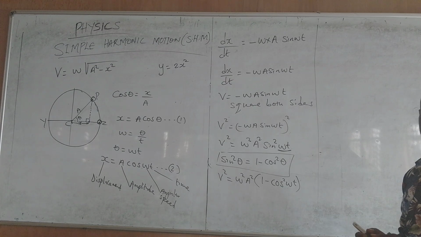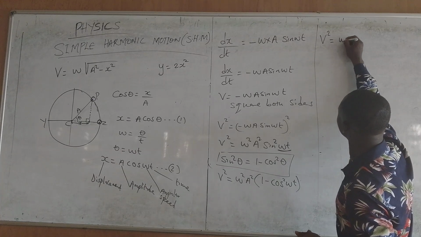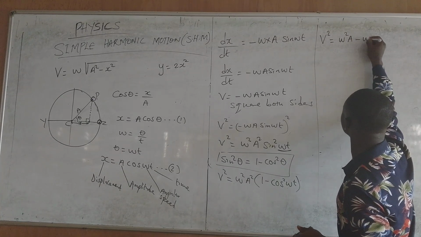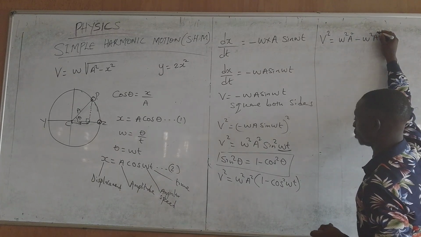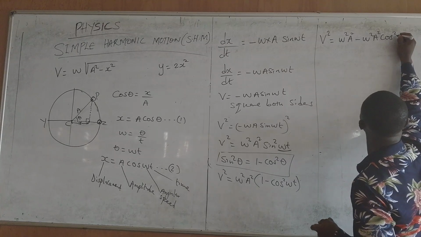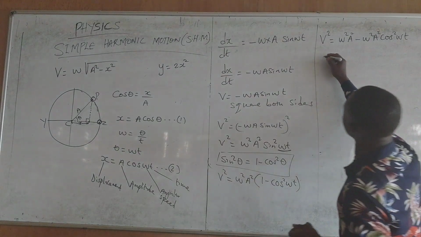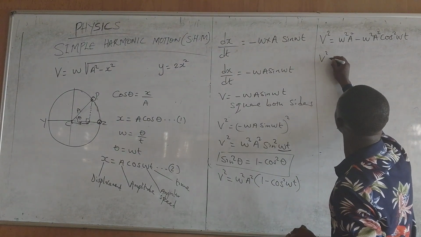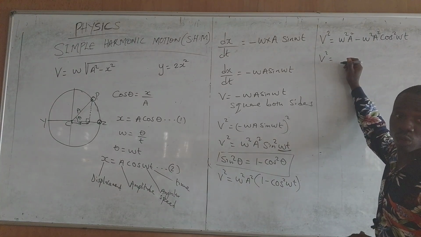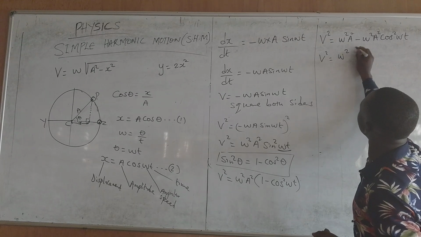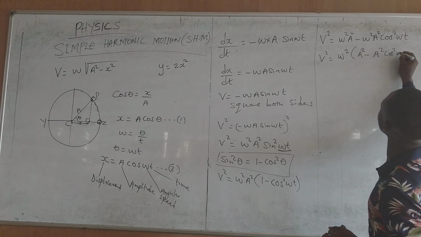Now can we open bracket? V square will now be equal to omega square a square minus omega square a square cos square omega t. Then v square will be equal to, I'm going somewhere, please. Factorize only omega square. I will have omega square into a square minus a square cos square omega t.